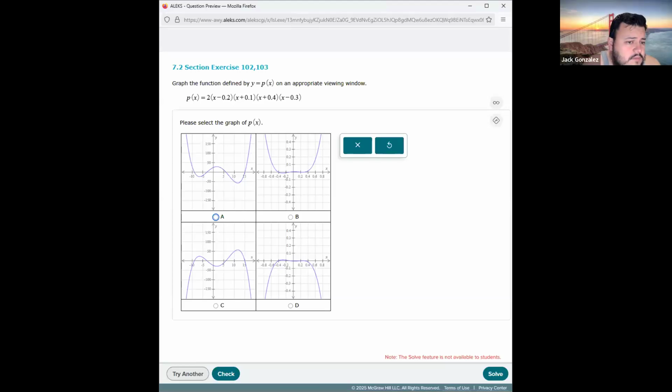Okay, on this one, I would just try to rule things out. So they all have multiplicity 1, right? All the zeros. And we said if they're odd, they would go through. So it has to go through every single time. You can't bounce.